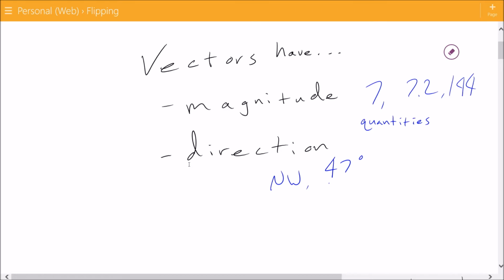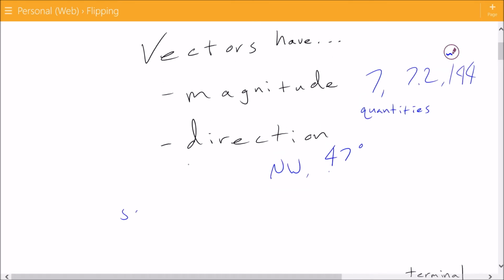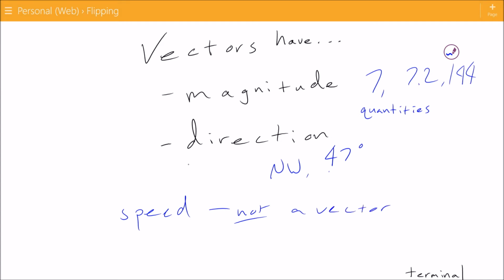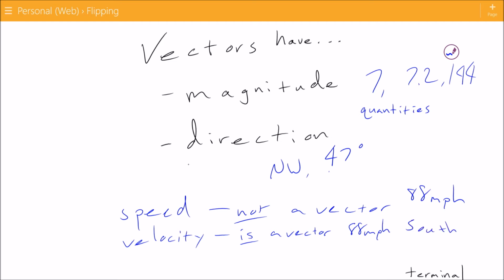So speed by itself is not a vector, okay? I could be traveling 88 miles per hour, but where? What direction? Now, if you think back to physics for a moment, velocity is a vector. You could have 88 miles per hour south. It gives you a direction, the south, and the magnitude of how much, the quantity of the speed.